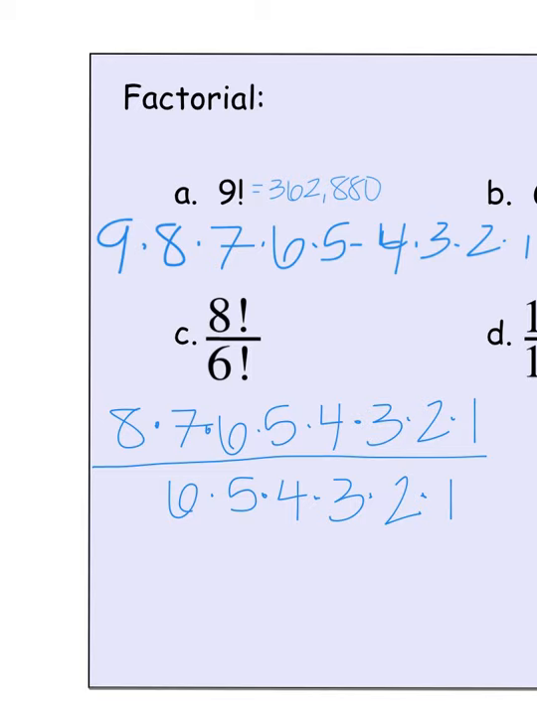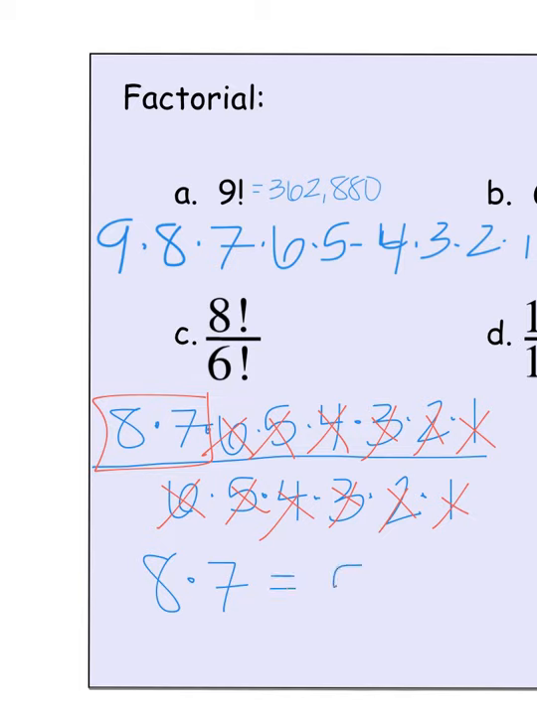Okay. Now when you're doing division, and you have the same on top as you do on bottom, they just cross out. So the 6's go away. The 5's go away. The 4's, 3's, 2's, and 1's. They all just cross each other out. When you have the same thing on top as you do on bottom, they'll just cancel out. So then all that's left is the 8 times 7, which is 56.